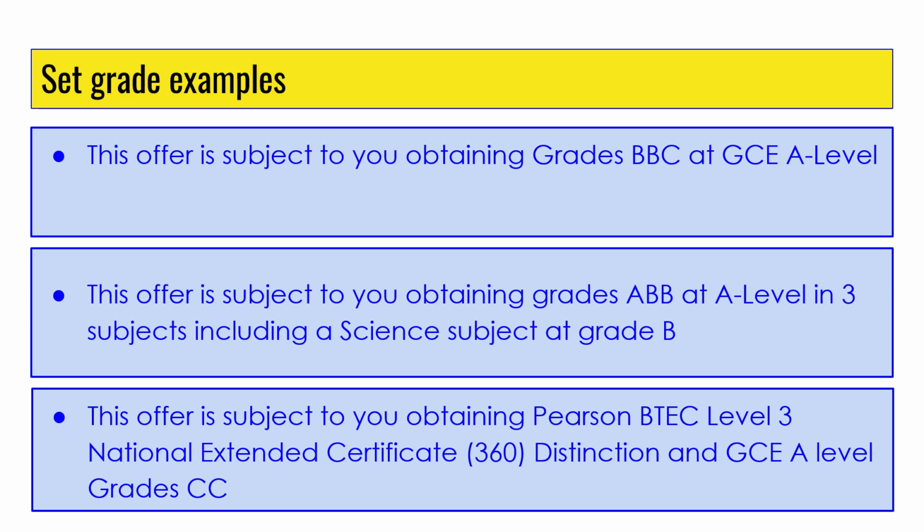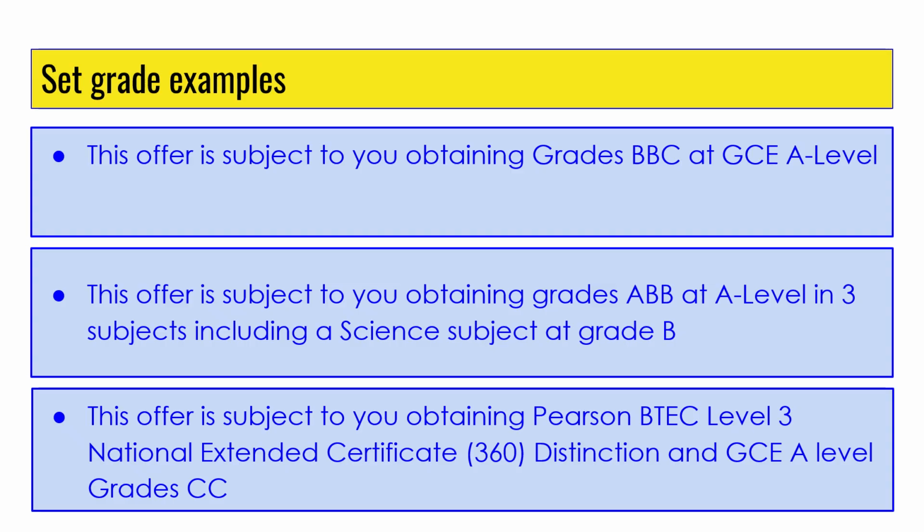So here are some examples of some of the set grades that you might need to achieve. So in the top one, you can see that this student has to achieve 3 grades, B, B and C at A level. It could be in the second one that they need to achieve A, B, B across 3 subjects, but it's specific that they need to achieve a B in a science subject. And usually it will set out what the science subjects that are acceptable to that university are.